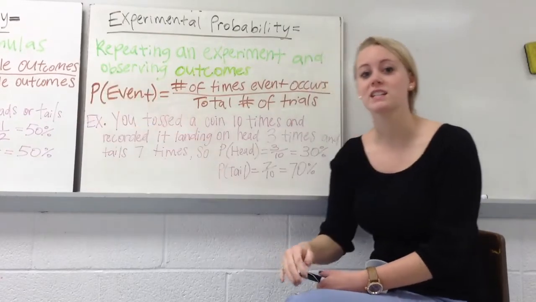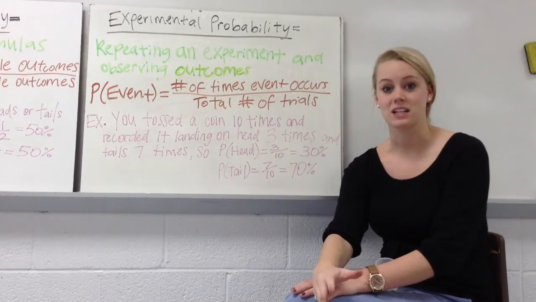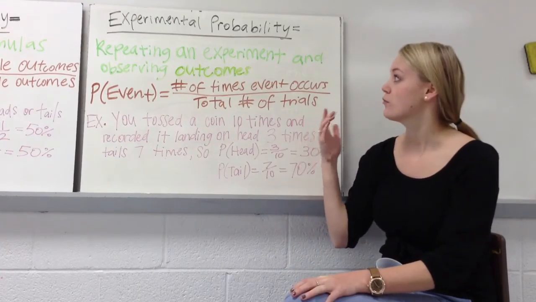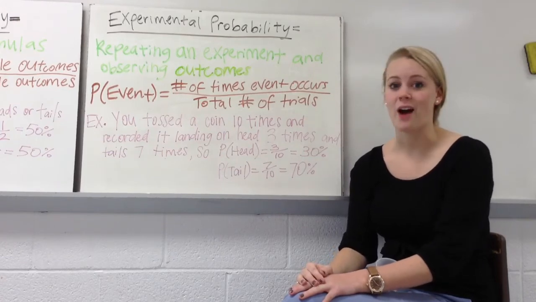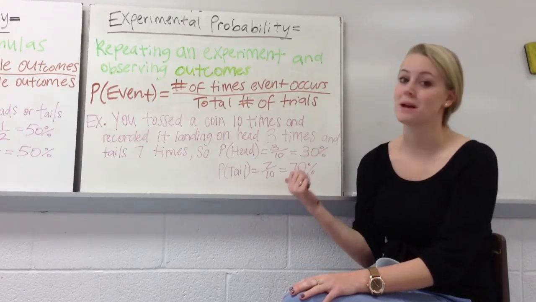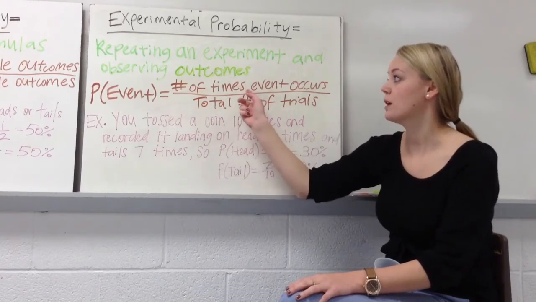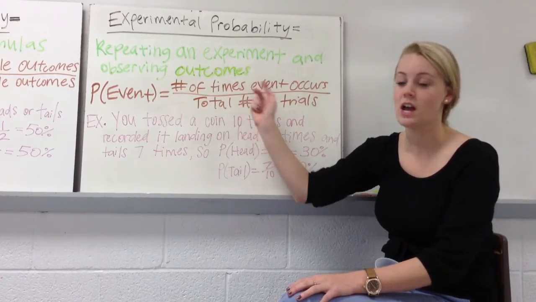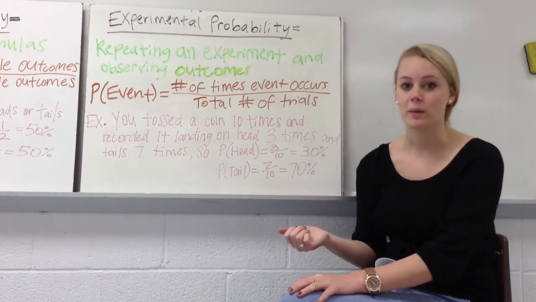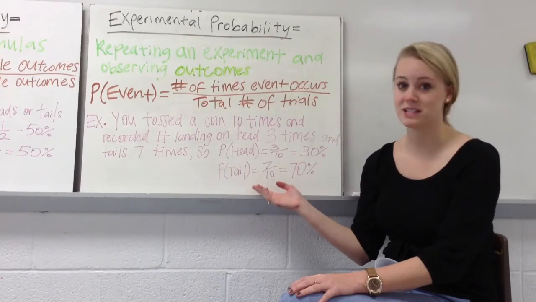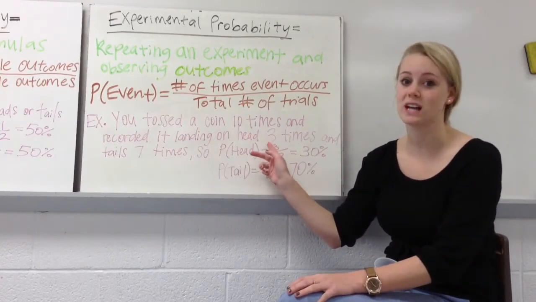But experimental probability is when we're actually making an experiment. If we repeat an experiment a number of times and then observe its outcomes, this is our experimental probability. The probability of an event is the number of times the event occurs divided by the total number of trials. So if we flip a coin 10 times, and we see that it lands on heads 3 times.